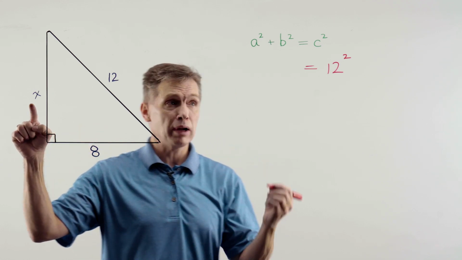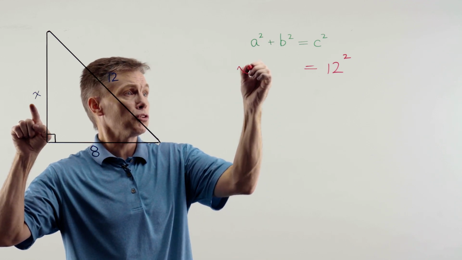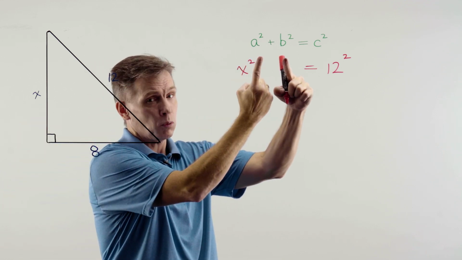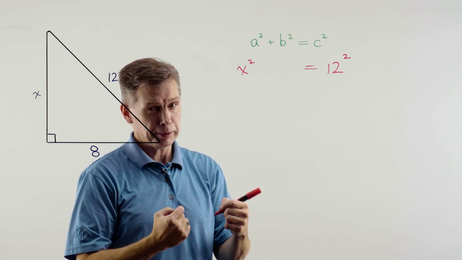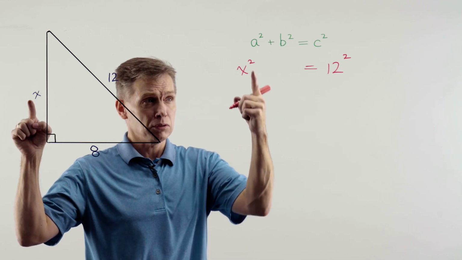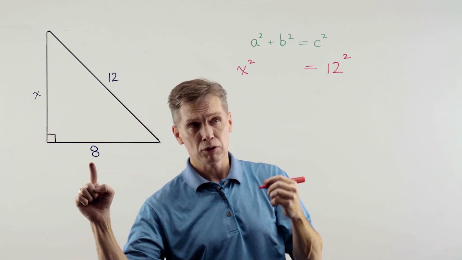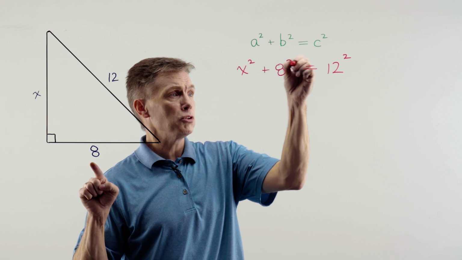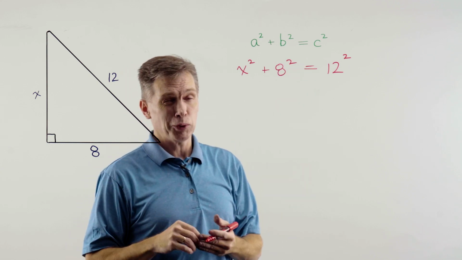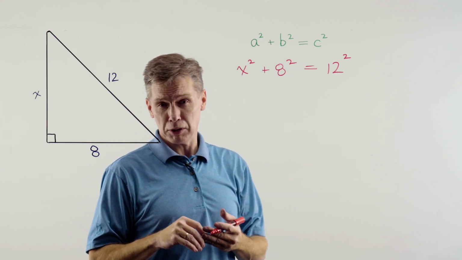Now for your other sides, whatever's given to you, or if there's an x in one or both places, just grab one of the sides and square it. It doesn't matter which one you call a or b. Grab that side, square it. Grab the other side, square it. Make sure there's addition in between. And now you've got an equation that involves the variable you're trying to solve for.